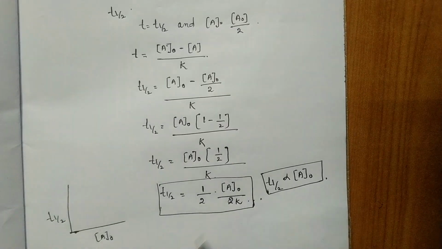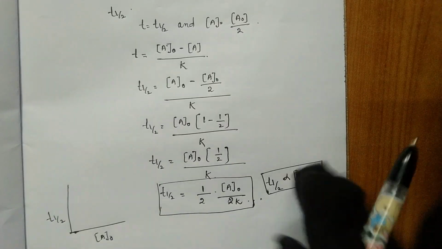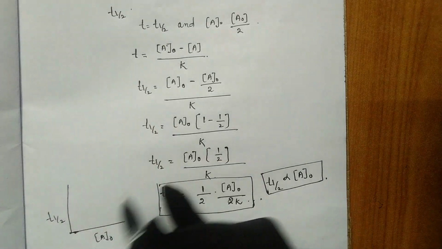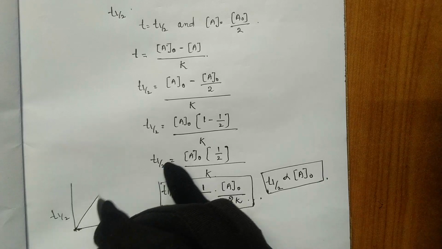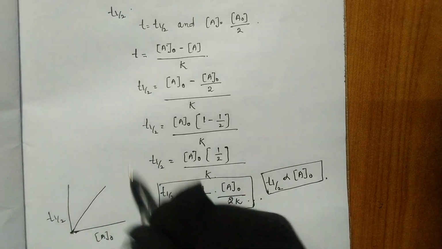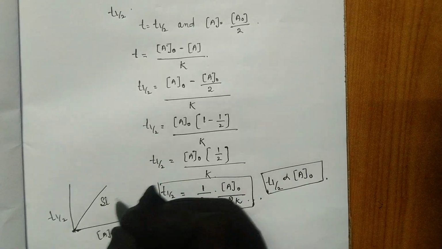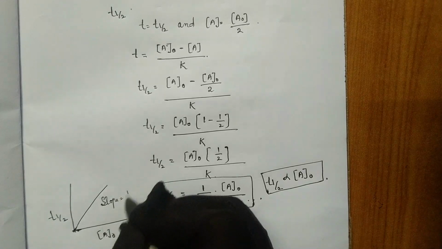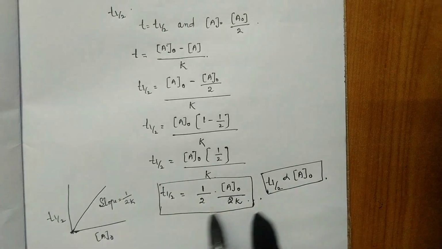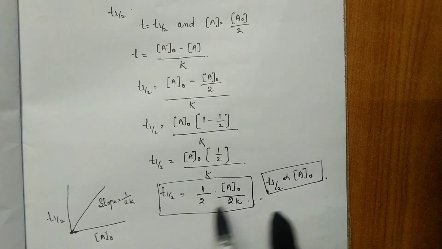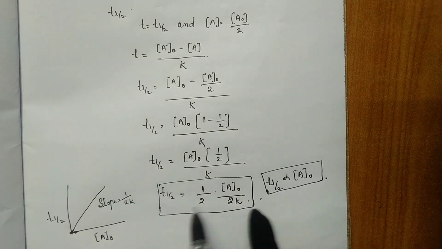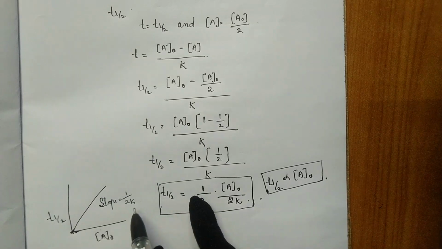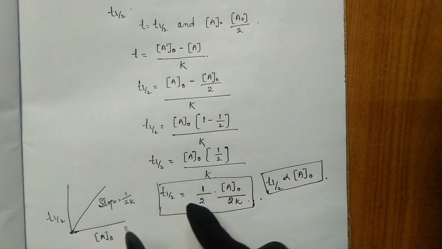If one thing is directly proportional to another, we get a graph like a straight line passing through the origin. Here the slope is 1/(2k). If we compare this with y = mx + c, at the place of m we get 1/(2k). So the slope is 1/(2k).